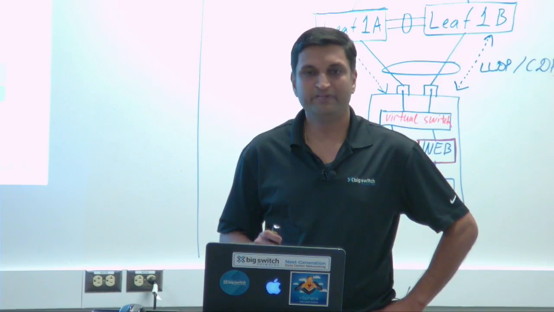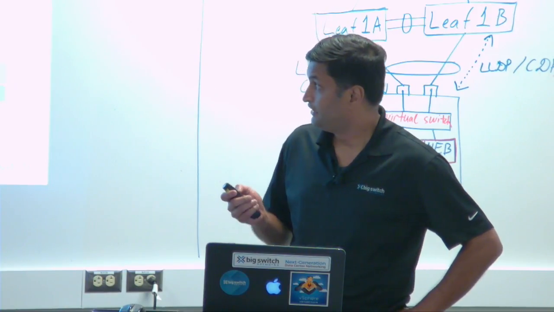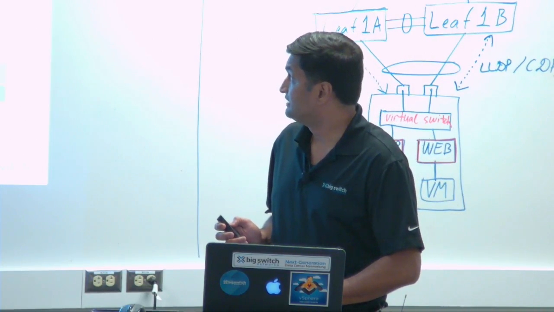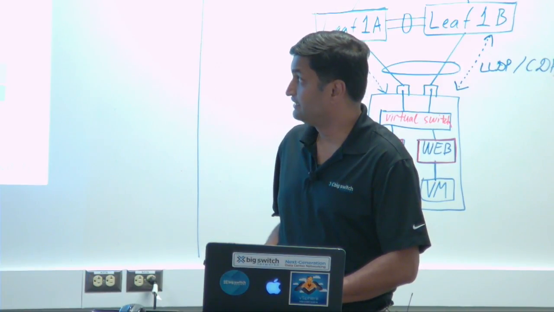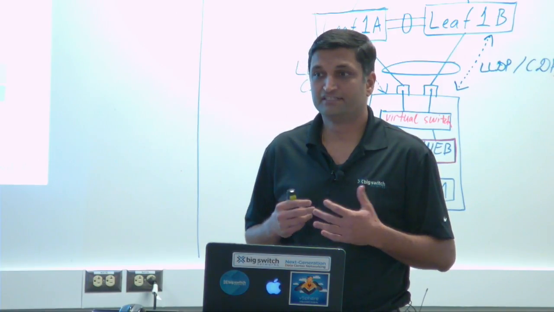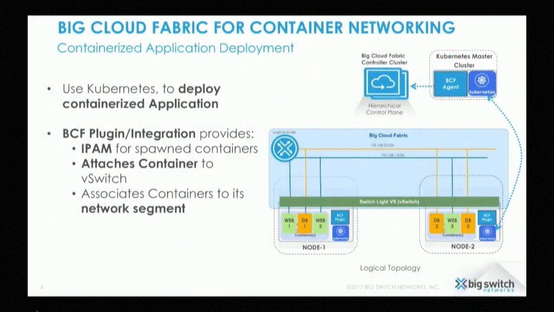Now let's look into the second part of the demo, where we will deploy a real application. I plan to use the guestbook application here. When the Kubernetes master deploys this application, the BCF plugin will kick in and does 3 things. One, it gives the IP address to the container. Second, it attaches the container to the virtual switch. And third, it programs the BCF controller, and the controller will program all the fabric switches and virtual switches for that container for networking.